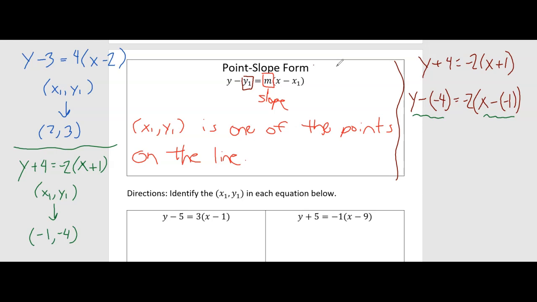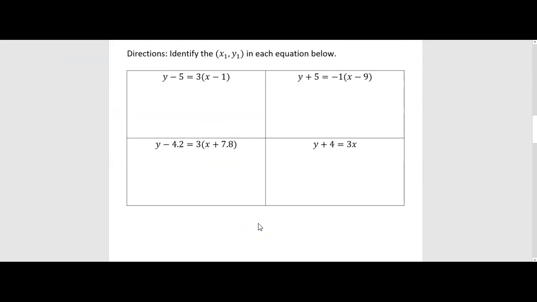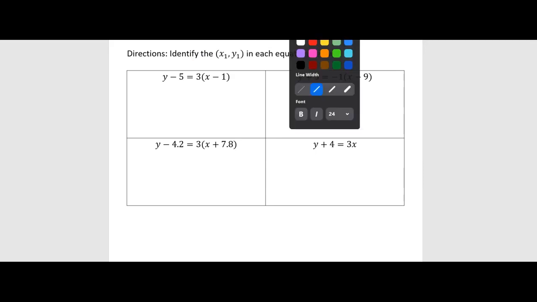All right, so that's the long reason. The shortcut is just think about I need to take the opposite of those two numbers. If it's y minus, my y coordinate is going to be plus. If it's y plus, my y coordinate is going to be minus. Okay, let's get some practice with this idea because I know it's a little confusing. All I want you to do in these 4 examples is give me the x1 and the y1.